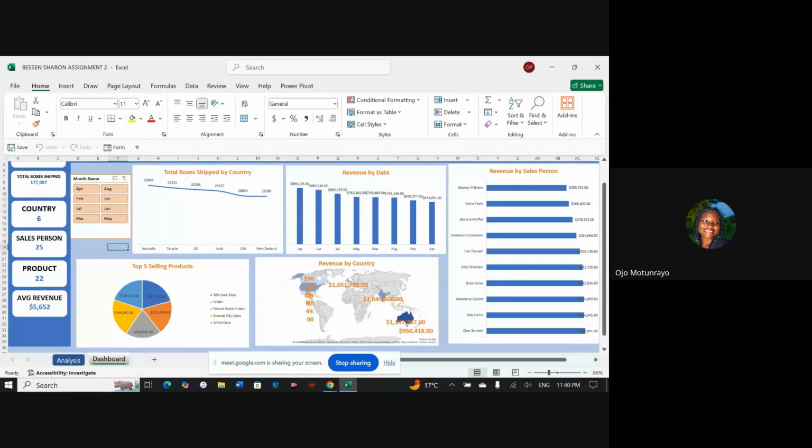Your total boxes sheet by country, just exchange it. Use the line graph for your revenue by month. Okay, ma'am. Thank you. Yes. And when you are doing it, don't sort it. Just let it be January, February, March, April. Okay, ma'am. Yes, thank you.